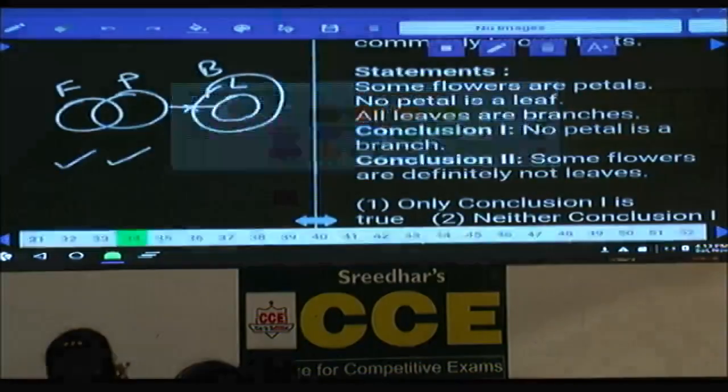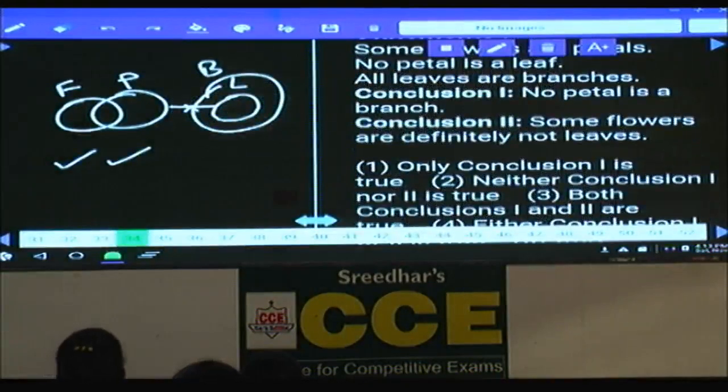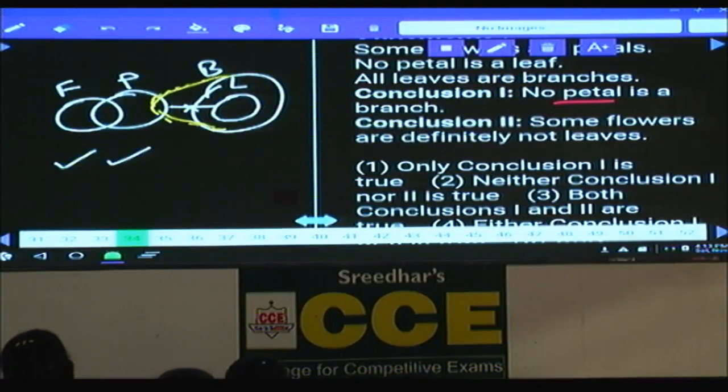Now to make them false, we need to check out the complementary pair. No petal is a branch means some of the petals are branches. Now tell me whether we can extend this branch like this or not. Which two should not be combined here? A petal and a leaf cannot be intersected. Here the branch and this petal. Hence the alternate diagram is proven, and the previous conclusion will be false.